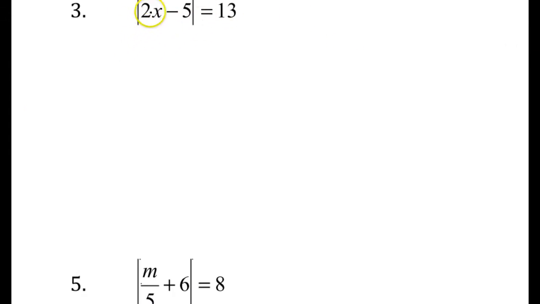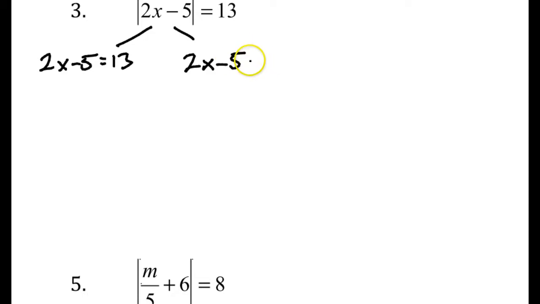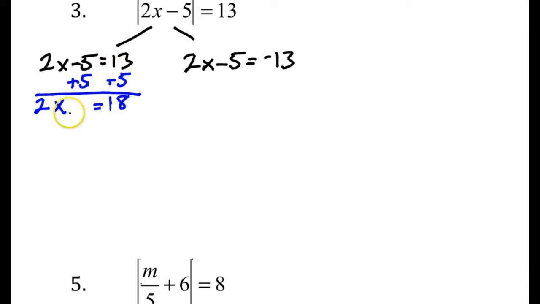We got a center of 2x minus 5 with 13 away in each direction. So I want to go 2x minus 5, 13 to the right. And then from the same center, 2x minus 5, go 13 to the left. Solve each one separately, add 5 to both sides. 2x equals 18. Right, -5, +5 is 0. Divide both sides by 2.